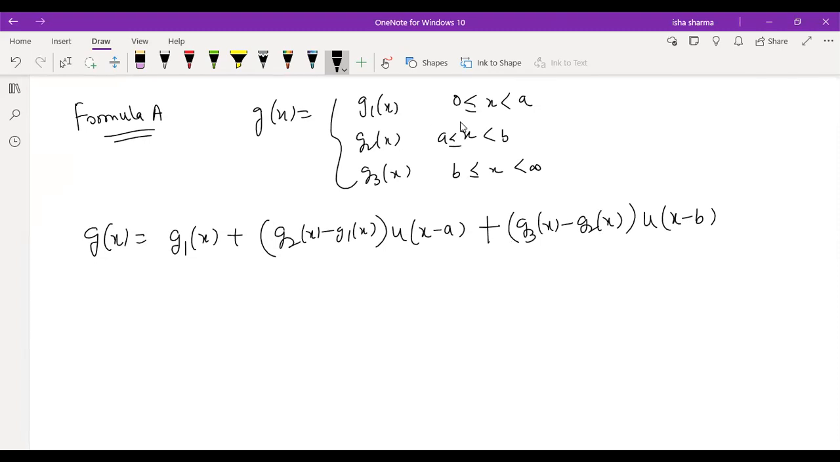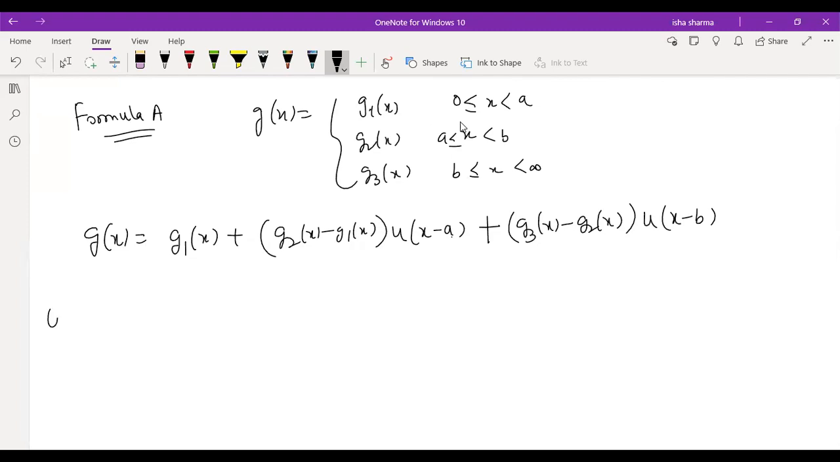In formula A, we had only 2, so there was only 1 point of discontinuity. But if you keep adding pieces to your function, the terms are going to be added. Similarly, if I add a fourth function g4, one more term will be added, (g4 minus g3) into unit step function u(x minus c), where c is the point of discontinuity. So ये आपको ध्यान रखना है. G1 first, and then g2 minus g1, then g3 minus g2, and so on. You keep on doing this. Once you write your function in this form, you use the second shifting theorem to get your answer.